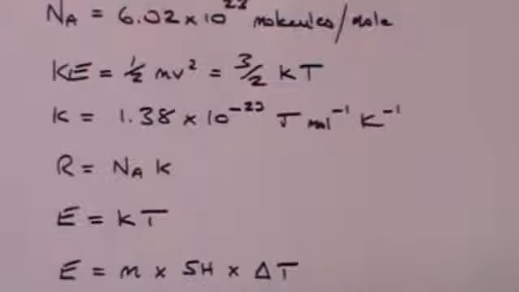If you are asked to find the average kinetic energy or velocity of a molecule in a gas, then you'll use the kinetic energy equals 3 over 2 kT. If, on the other hand, you're asked to find the average thermal energy of, say, a molecule in water, then you'll use E equals kT. E equals kT is not precise, but it is near enough.